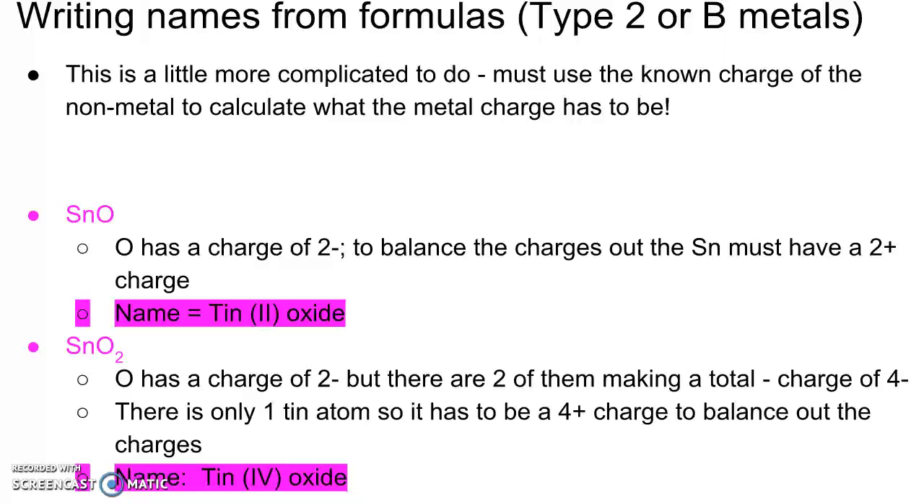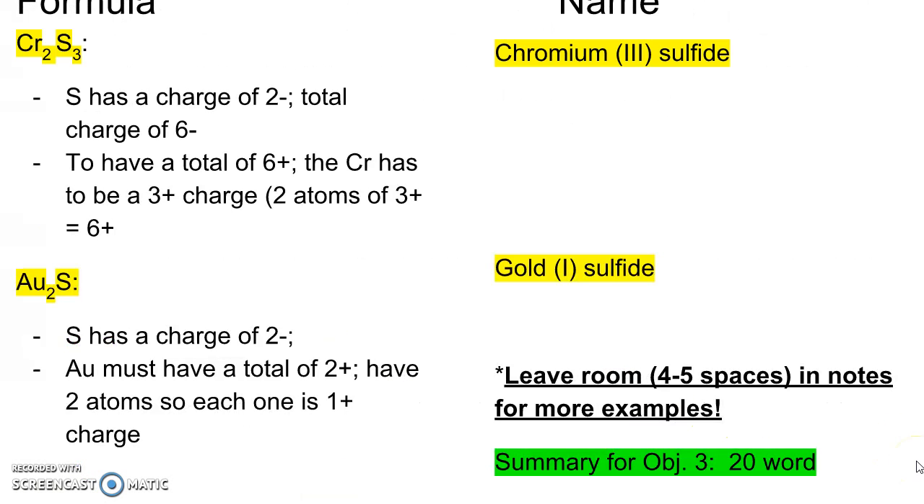So when you're writing the names, you actually have to use the formula. You have to use the known charge that you do know, which is always going to be your nonmetal, to back calculate what the metal has to be. So here's some examples. Cr2S3. When I'm writing the name for it, I know that sulfur has a 2- charge, just judging by the periodic table. But if I have 3 of them, I have a total negative charge of 6. So I have to have a total positive charge of 6+. Well, what times 2 would give me 6+? 3+. So the chromium here has to be chromium(III) sulfide.